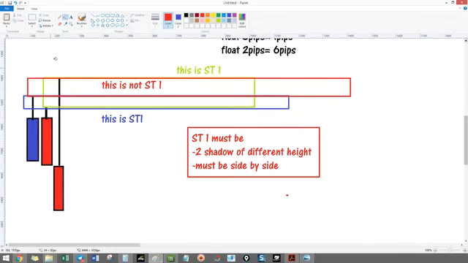And must be at least the same level. Like over here, it must start over here, must be above one candle, and then you have different heights. It cannot be something like this.